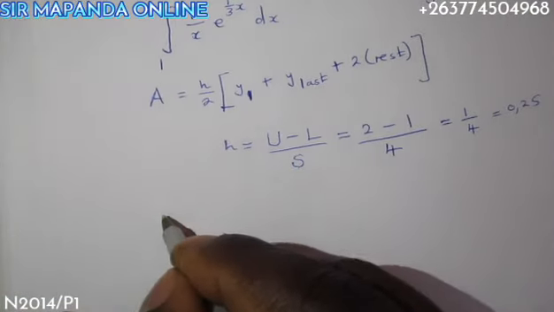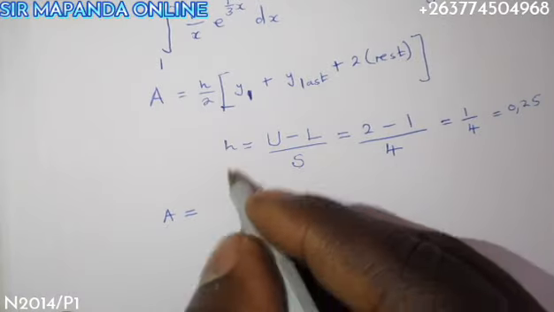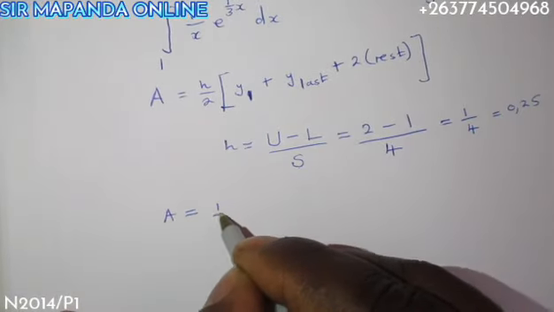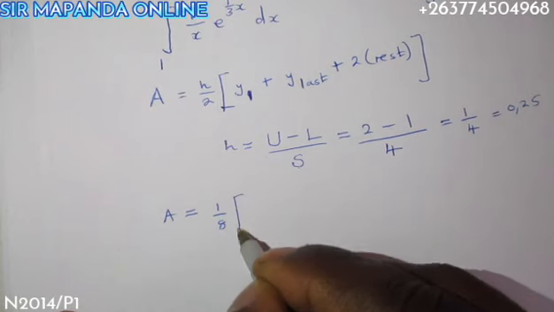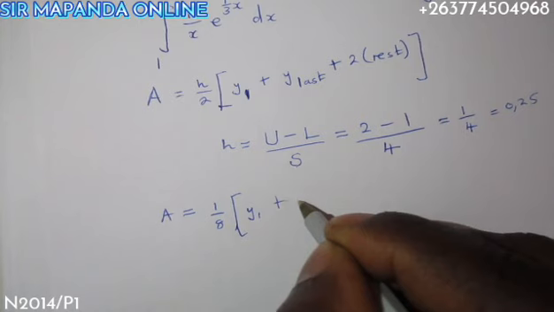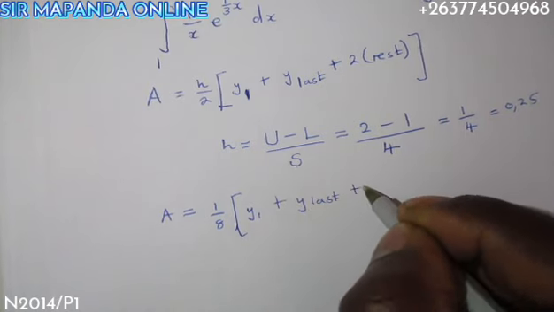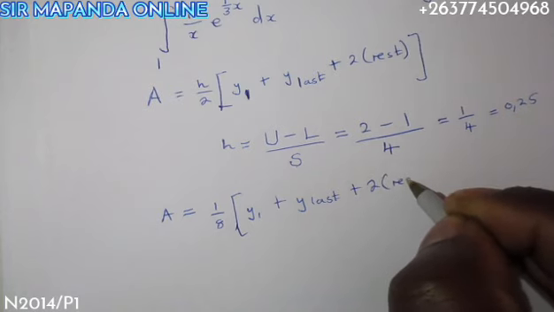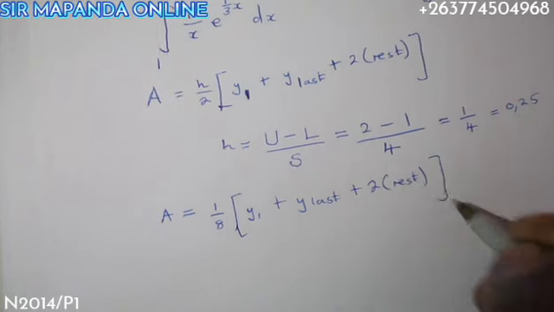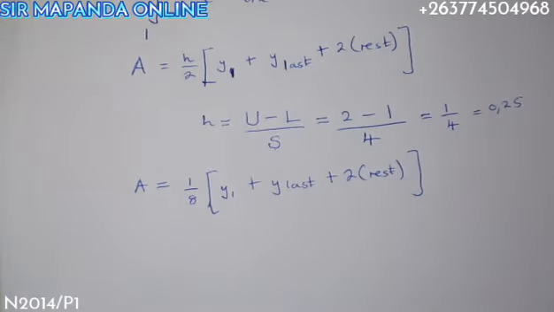So if you substitute 1/4 for h and divide it by 2, you are going to be left with 1 over 8. Then this is y1 plus y last plus twice the rest. So it means h over 2 is 1 over 8, by dividing 1/4 by 2. I hope you are following, class.